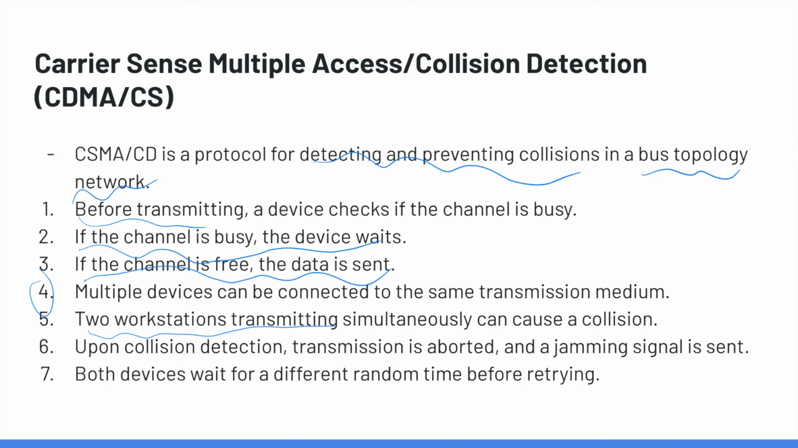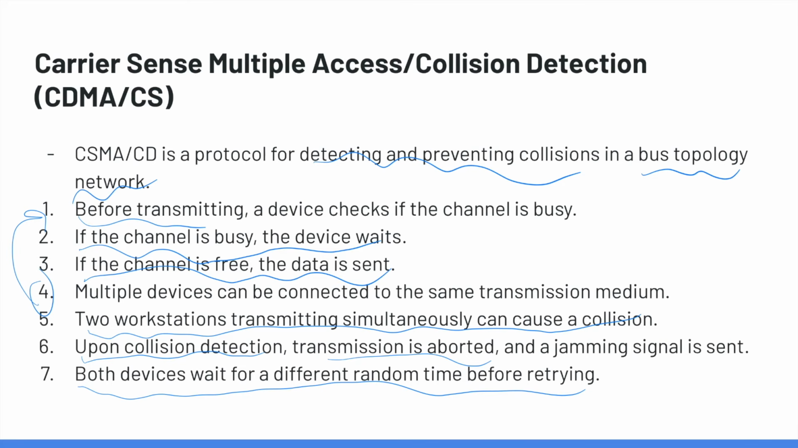If there are two workstations transmitting simultaneously, this would cause a collision. And so this is a situation in which we wouldn't send data. If there is collision detection, then the transmission is aborted and a jamming signal is sent. And both devices wait for a random time before retrying. So each of those would individually send their own information, but they are going to wait before each of them tries to send that transmission again.